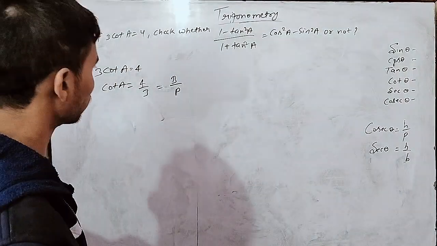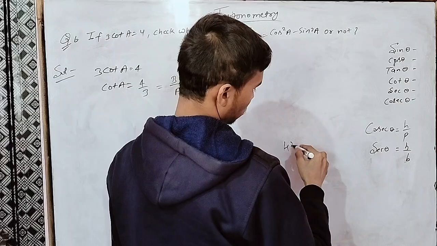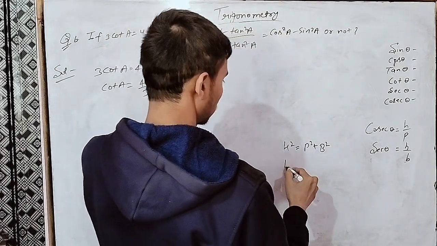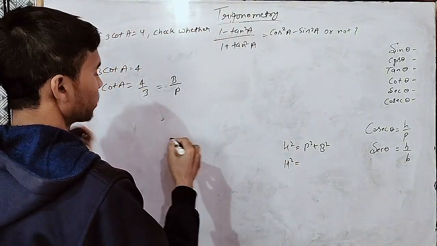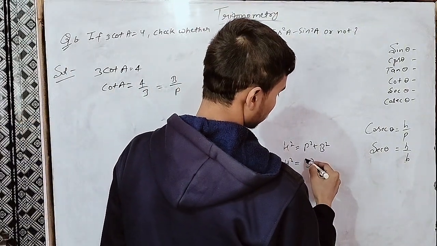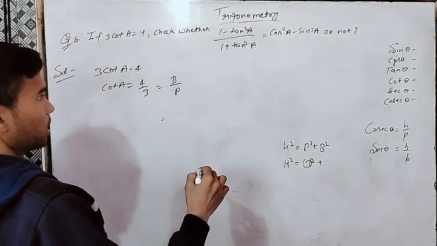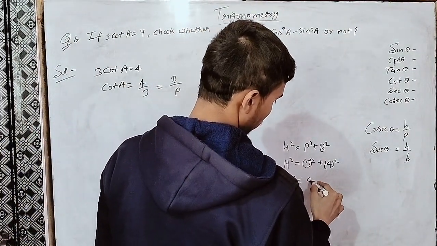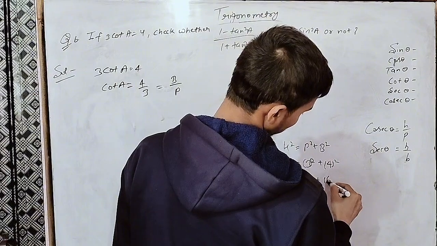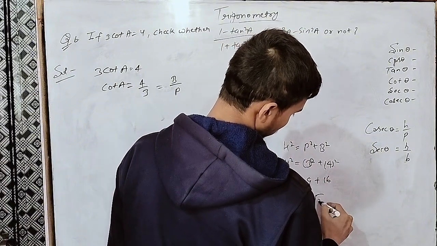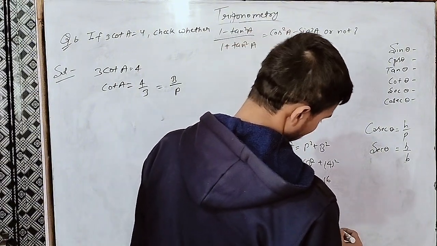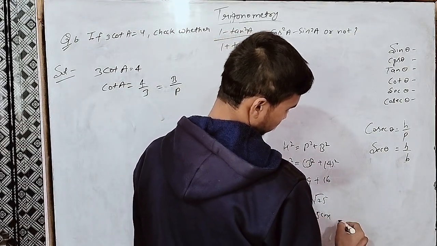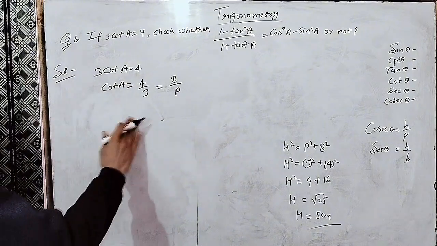So B is equal to 4 and P is equal to 3. We don't have the value of H. 3 3 is 9, 4 4 is 16, sum is 25. We have the value of hypotenuse as 5 centimeter. How much? 5 centimeter.